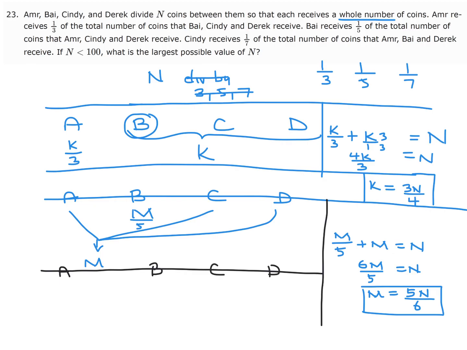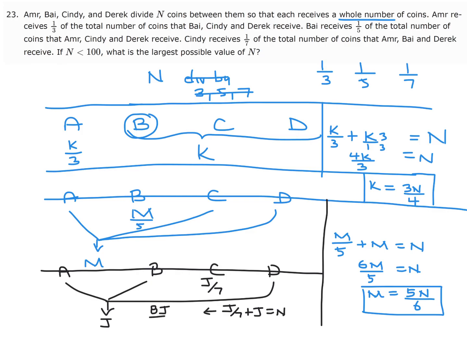Cindy receives 1/7 of the coins of the other three. So Cindy, let's say the other three, let's use a different letter, let's use J. And then Cindy would be J over 7. So that means that J over 7 plus J is also equal to N, and therefore that looks like 8J over 7 is equal to N. And I'm running out of space, so let me just do it here. That means that J is equal to 7N over 8. Aha, okay, I now can revisit what I was trying to do up there.